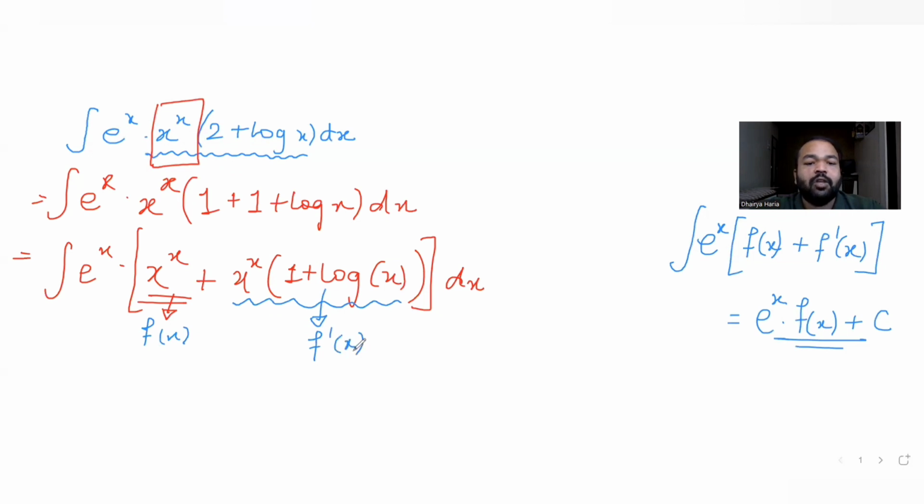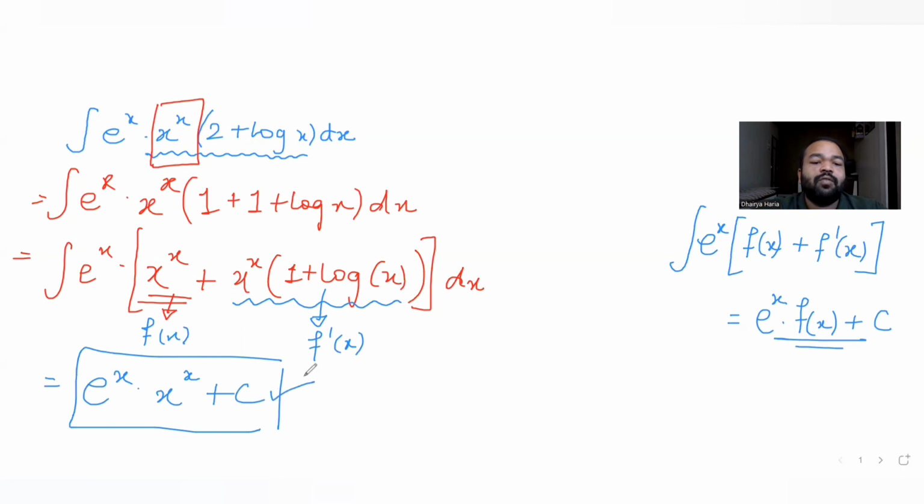If I relate this with the idea, the integral of e raised to x into f of x plus f dash of x is nothing but e raised to x into the function plus c. Here the function is x raised to x. So it becomes e raised to x into x raised to x plus c. Hence we get the answer for the question asked: e raised to x into x raised to x plus c. The option which matches is option B, right? So the correct answer is option B, that is e raised to x into x raised to x plus c.